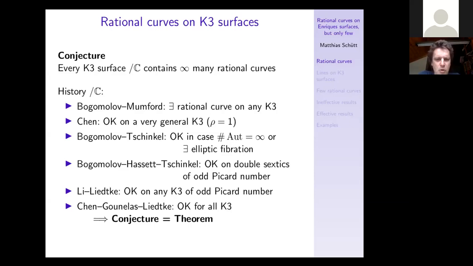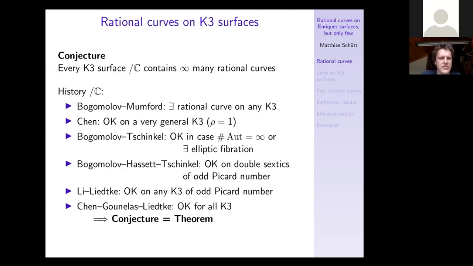Bogomolov and Chinkel proved it also works when the automorphism group is infinite or if there's an elliptic fibration. So this meant for Picard number at least 5, it's fine. And then the next breakthrough was due to Bogomolov, Hassett, and Chinkel, who proved that it's okay on double sextics, but the restriction is of odd Picard number. This was taken on by Lee and Liedtke, who proved any K3 of odd Picard number works. And then last summer, Chen, Gounelas, and Liedtke announced a proof that it works for all K3s. So this conjecture can now be considered a theorem.